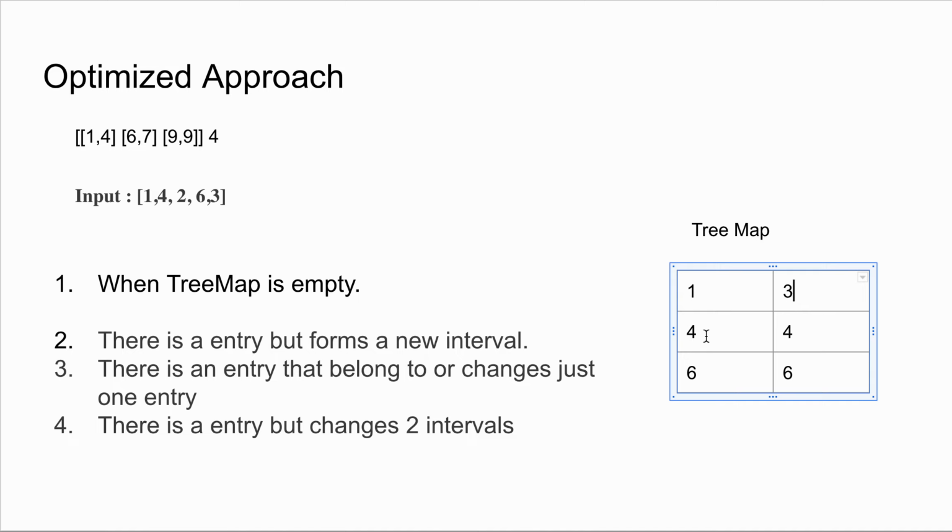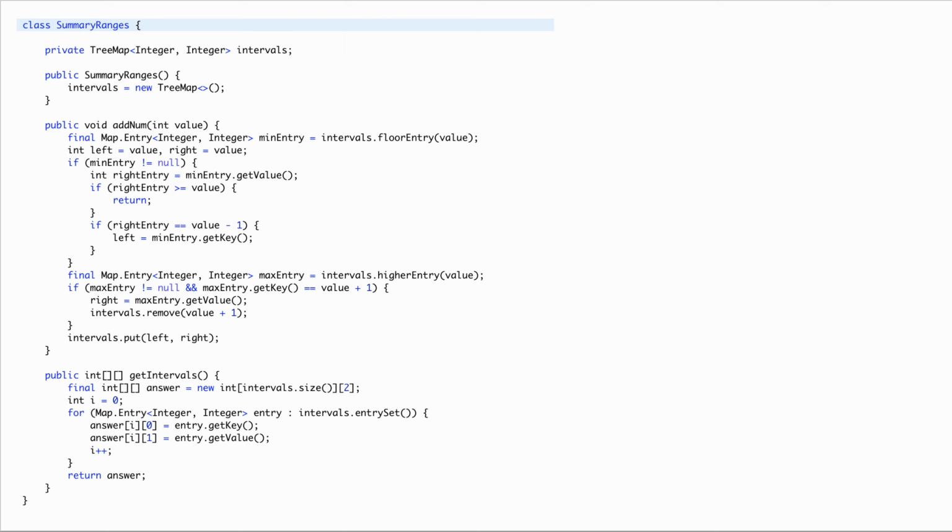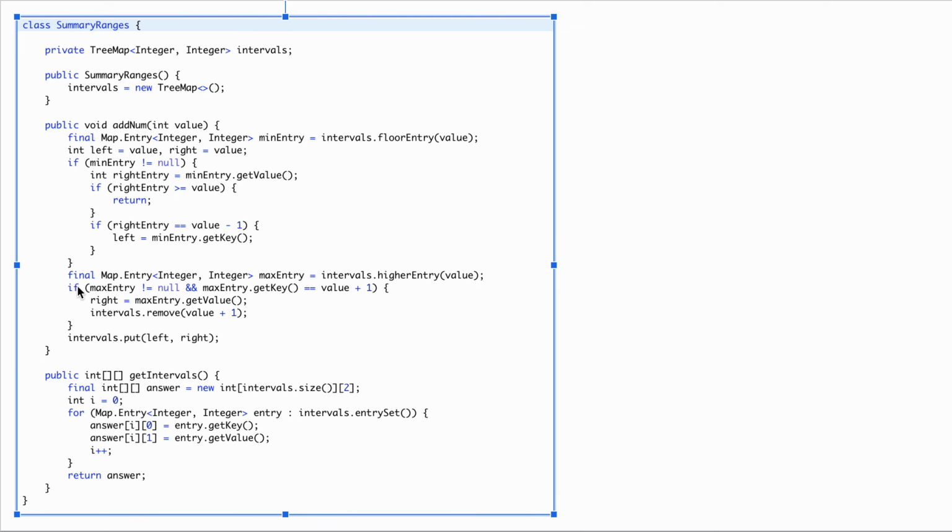But if you look here, 4 is also there, right? So we also have to check the higher entry. What is the higher entry? The next key that is greater than 3. If they both also form an interval, we have to remove this and merge both of them. So here I have the code for that. If you want that specific part, this is where we actually do that, and this is the code.